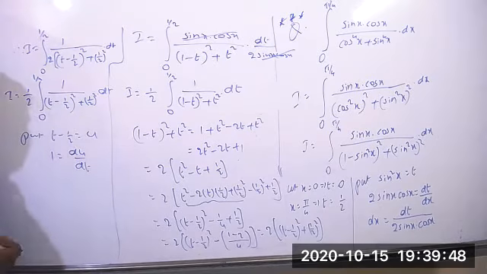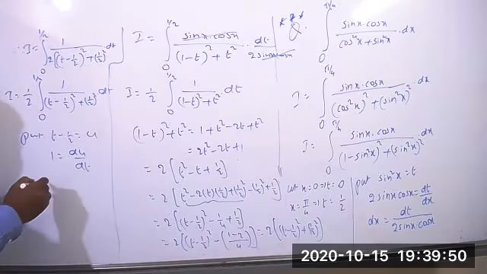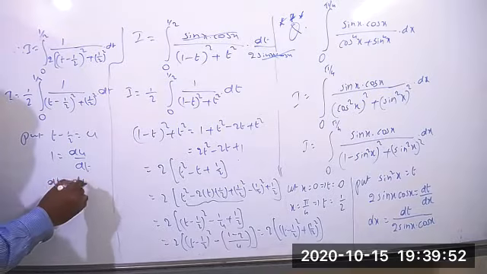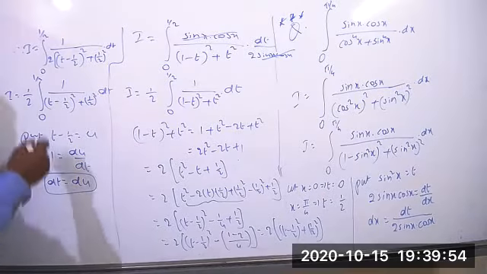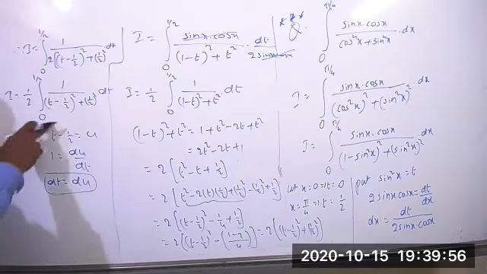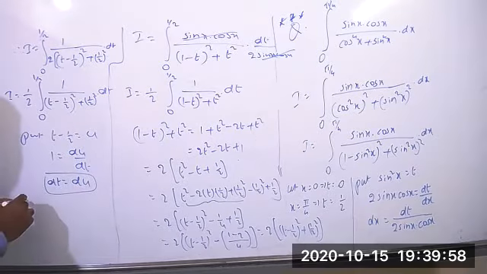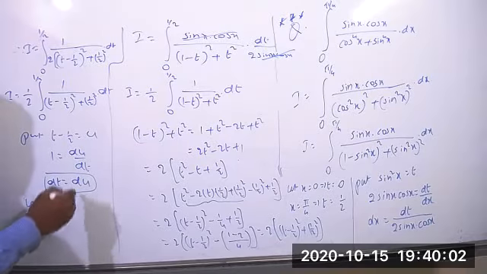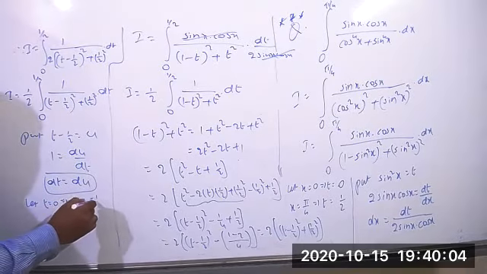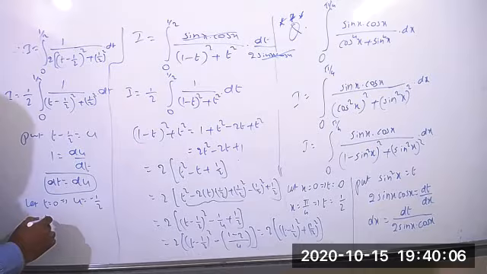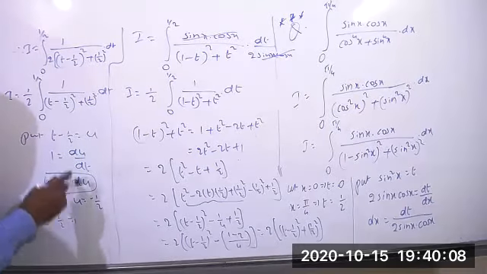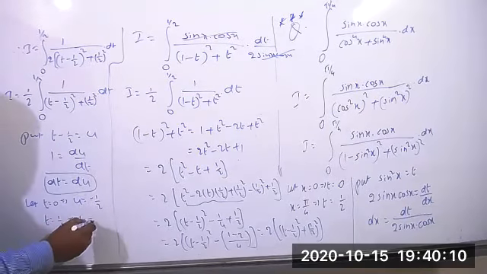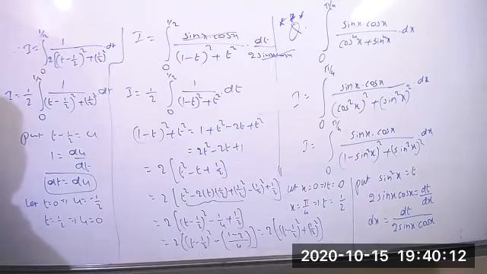One more, just once you can check it, go through that. So the value of dt equal to, you will get du. Again we have to change the limits now. So now I can take here, let t equal to 0 means the value of u equal to minus 1 by 2. Then t equal to 1 by 2 means the value of u equal to 0.